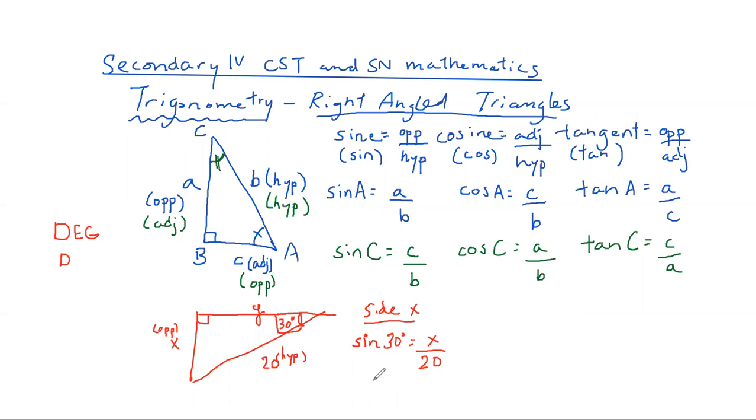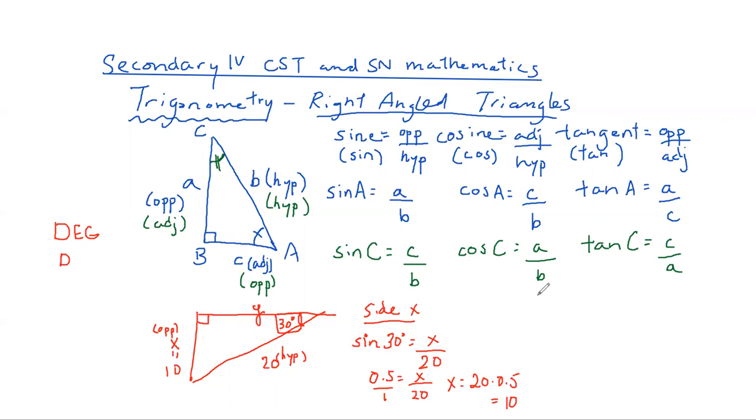So sine of 30 ends up actually giving me a nice number here of 0.5. And this, of course, is x over 20 still. When I go to cross multiply this, my x ends up being 20 times 0.5, which happens to be 10. So I know my side 10 here represents the opposite side.